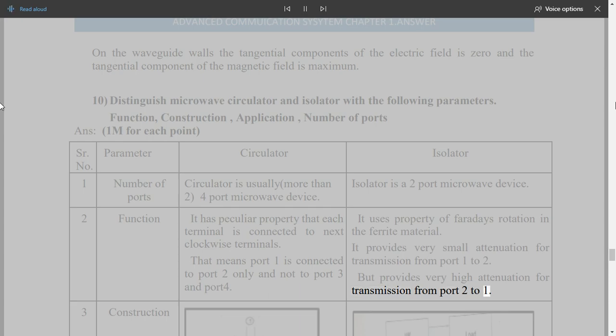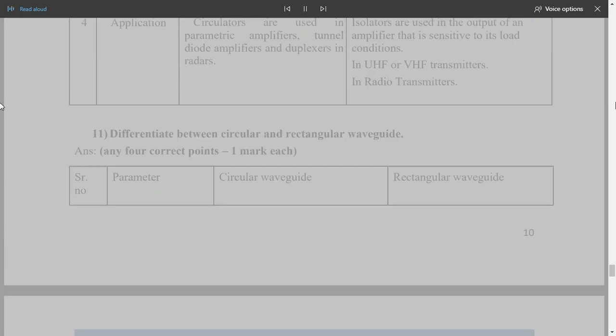3. Construction. For application, circulators are used in parametric amplifiers, tunnel diode amplifiers, and duplexers in radars. Isolators are used in the output of an amplifier that is sensitive to its load conditions, in UHF or VHF transmitters, in radio transmitters.